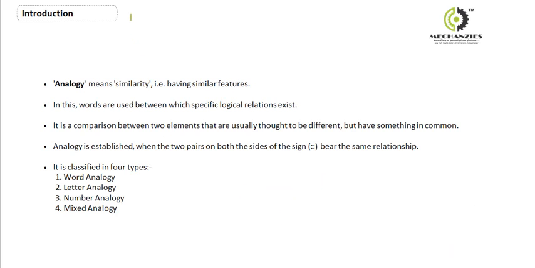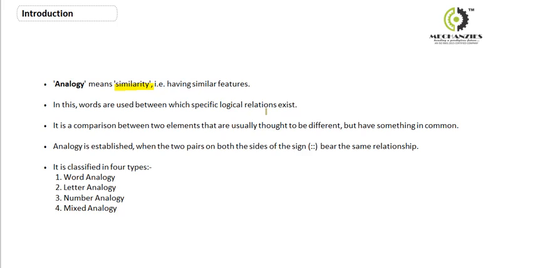So firstly, the word analogy. What does it mean? It means similarity, that is, two words having resemblance of one object to another in certain aspects. In this, words are used between which specific logical relations exist. So here the two words which have a certain logic with each other coexist and hence resemble each other, which makes a meaningful complete sentence or meaningful complete analogy.